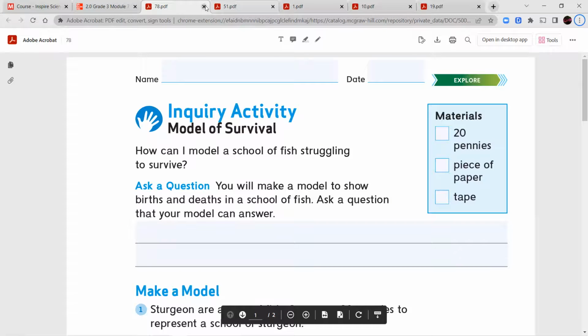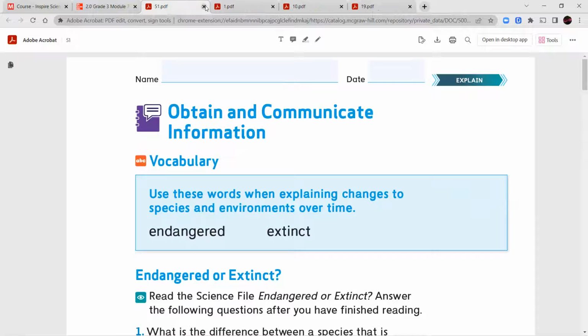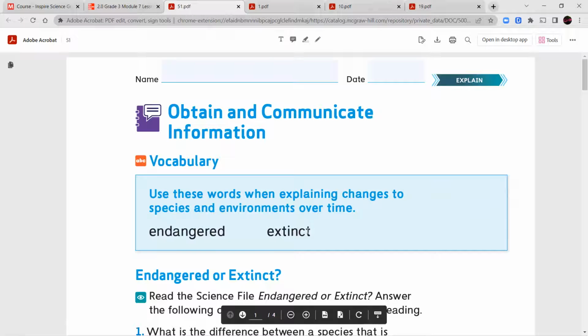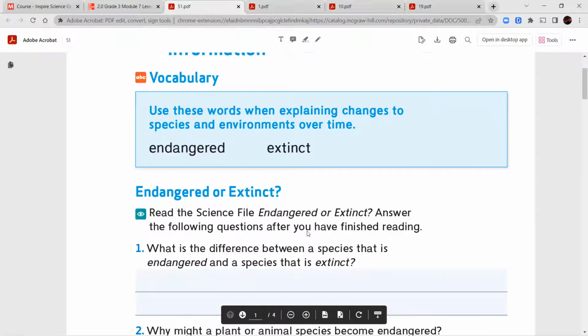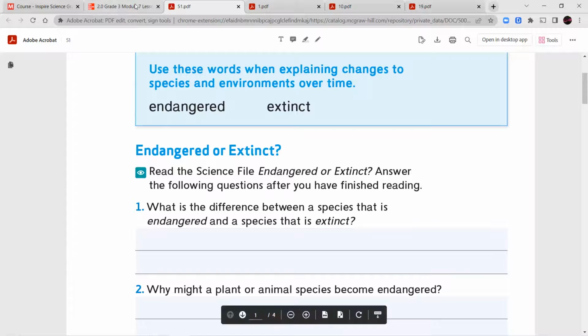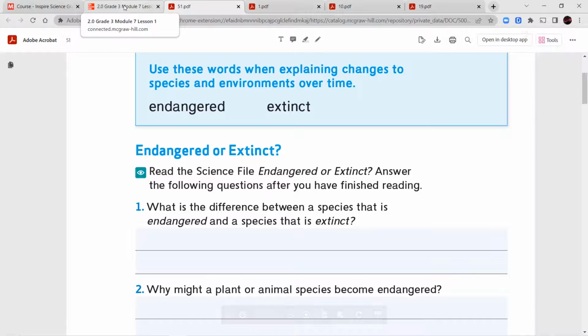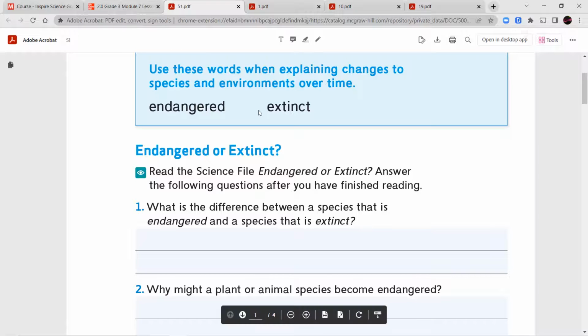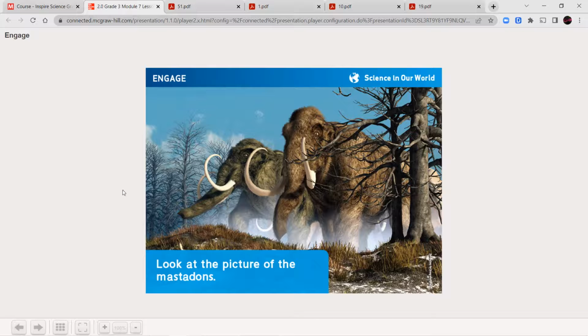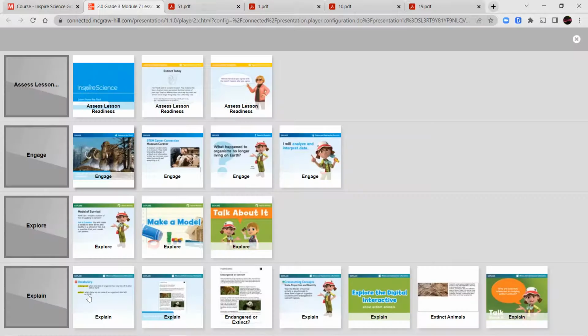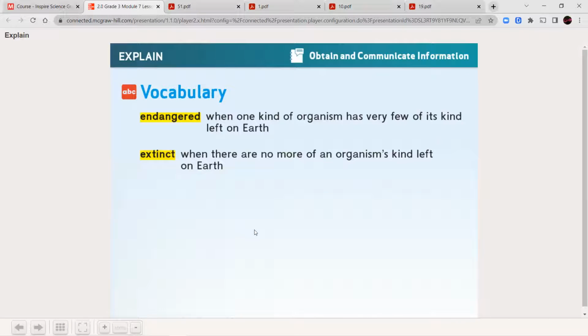Once you've completed that and you've done it with really neat handwriting, we're going to move on and take a look at our vocabulary words that we have for this lesson. Now, this lesson only has 2 vocabulary words. The list that we saw in the beginning is the vocabulary words for all of the lessons in Module 7. So we're going to look at the words endangered and extinct, and then we're going to read our handout titled Endangered or Extinct. Let's jump back and pull up our vocabulary.